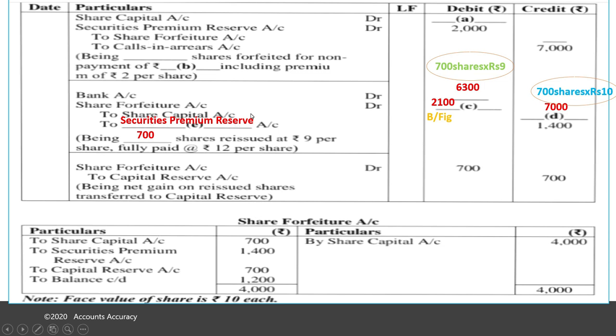As we know that in share capital we always write the nominal value, we never write the premium value. Share capital is always multiplied with the nominal value of shares. So the other amount utilized on the reissue will be credited to the securities premium reserve account only. So I hope you have understood these MCQs.